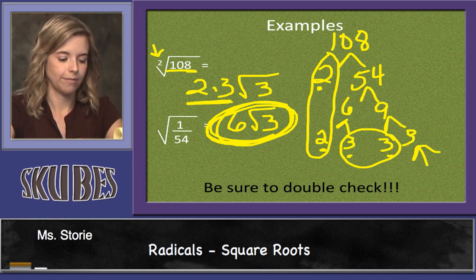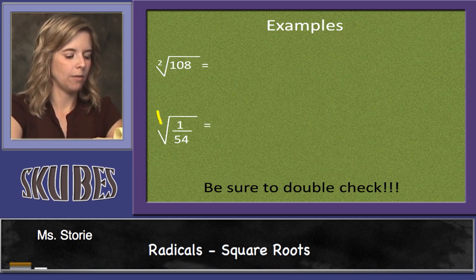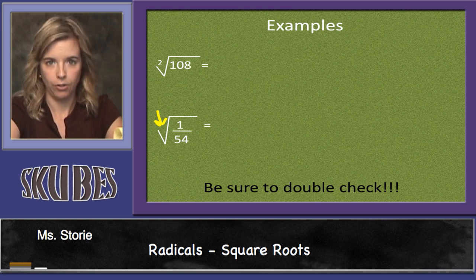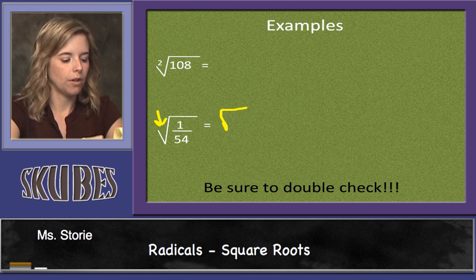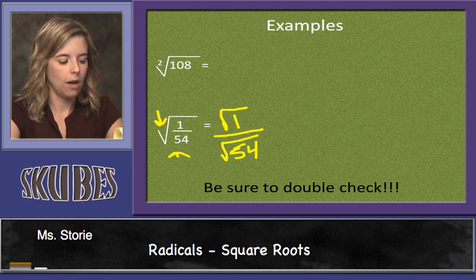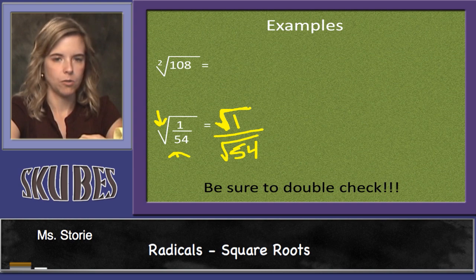Let's try it with a fraction. Right here I'm missing an index, so it's assumed to be 2. I'm still looking for a square root. I'm going to take them separately. I'm going to take the square root of 1, and I'm going to have it over the square root of 54. You can write it this way, or you can write it that way. Either of them are equivalent. It seems easier if you just break them up into separate square roots.